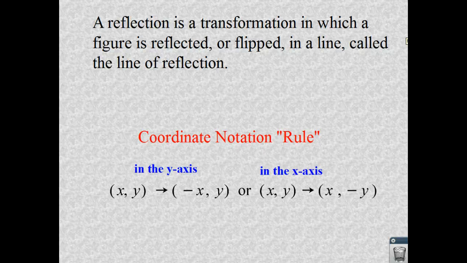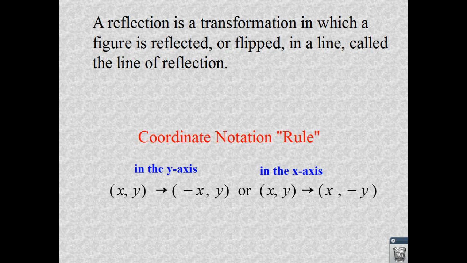Okay, a reflection is a transformation in which a figure is reflected or flipped in a line. That means over a line or in a line, called the line of reflection. And we have a new coordinate notation rule, and there's actually two parts to it. Sometimes you're going to be reflecting a polygon or a line segment over the y-axis, and you can also reflect a line segment or polygon over the x-axis.